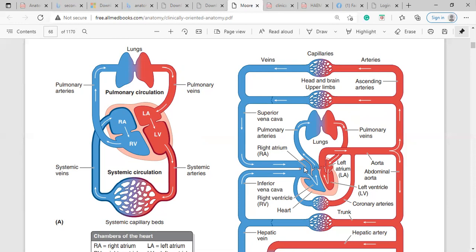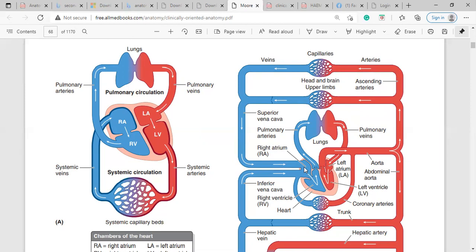And then we said that blood is transported in two circuits, the pulmonary circuit and the systemic circuit. The pulmonary circuit begins from, where does it start from? The right ventricle, yes, and ends in the left atrium.